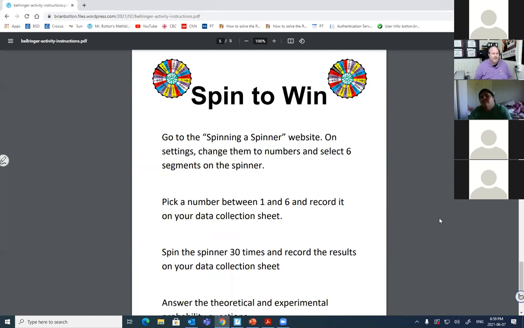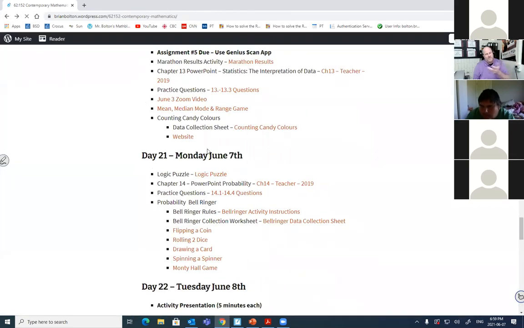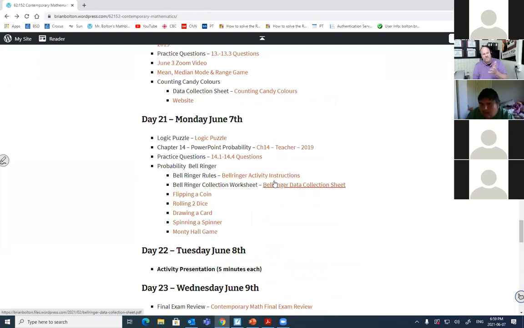Spin to win. You're going to change them to numbers and select six segments on the spinner. Pick a number between one and six and record it on your data sheet. Okay, so all these are directions of how to do it. So what happens is, if you also look here, and hopefully you can either keep this in the back so you can answer the questions on a piece of paper, or you can print it off if you want.